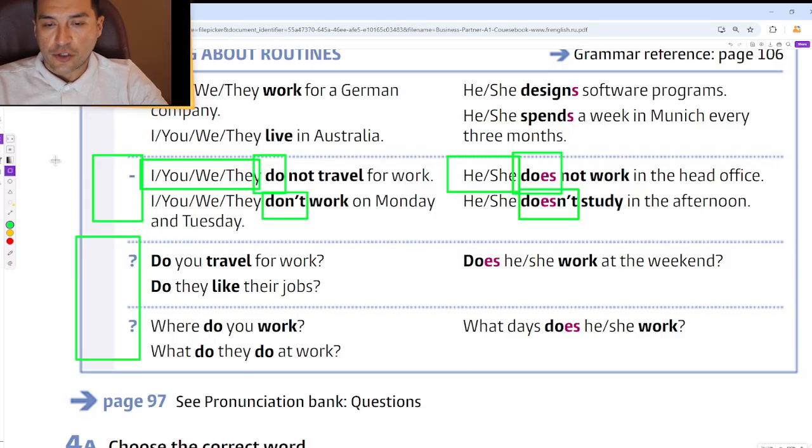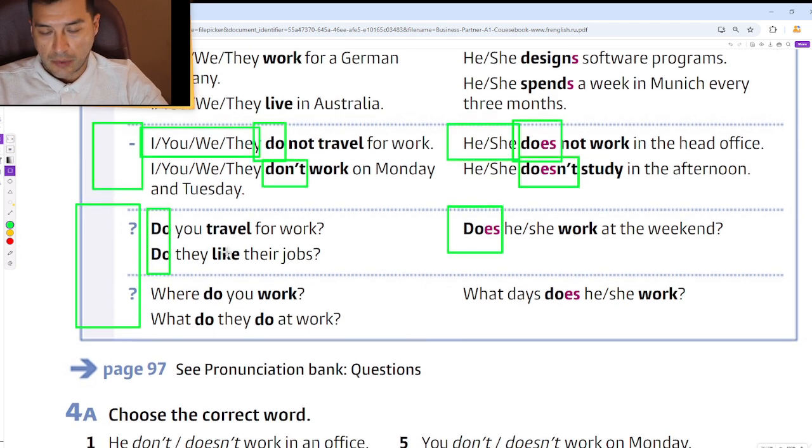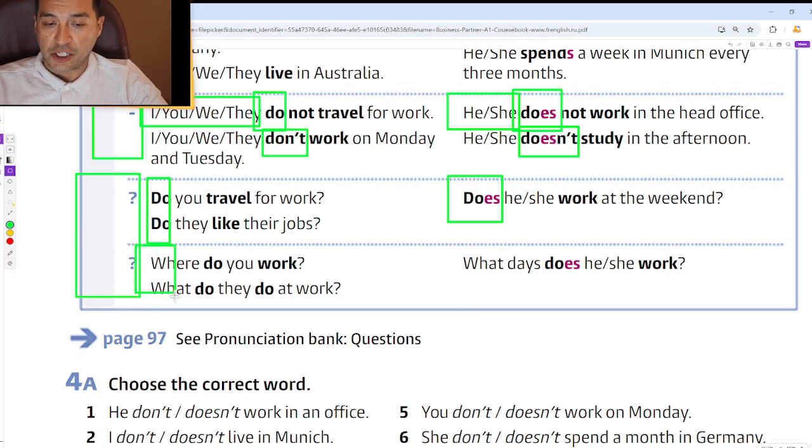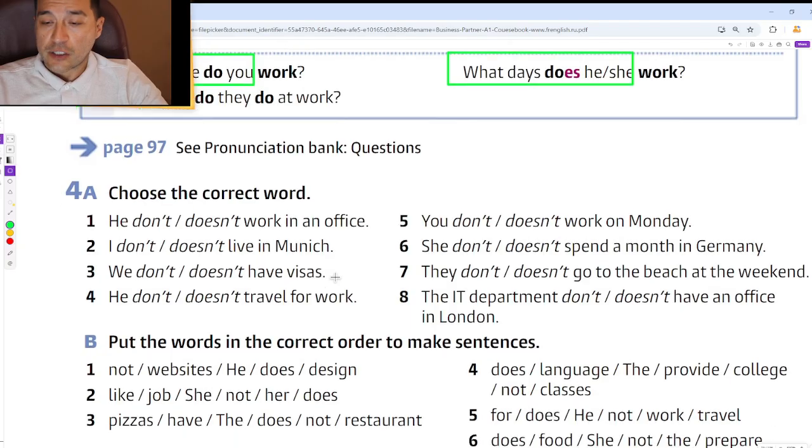We also need to use the auxiliary do and does for questions. Do I, do you, do we, do they? Does it, does she, does he? Those are yes or no questions. We also need it for information questions. Where do you? Where do we? Where do they? What does he? What does she? What does it? Do and does.